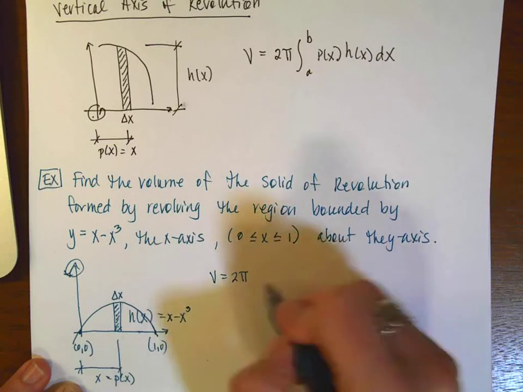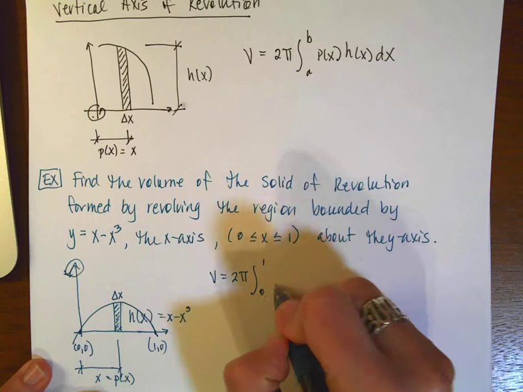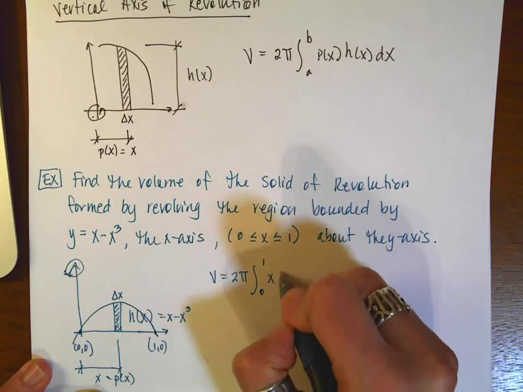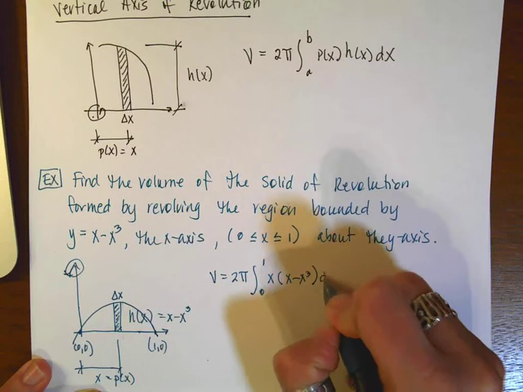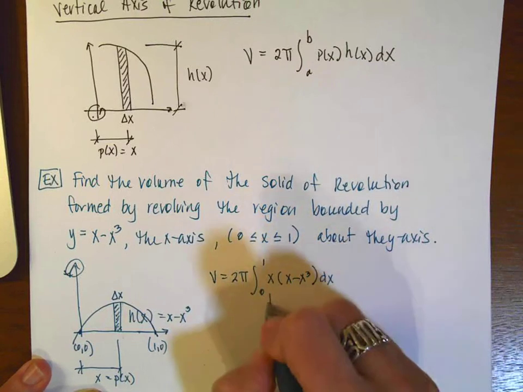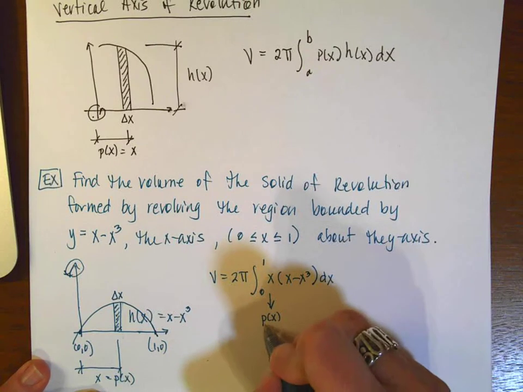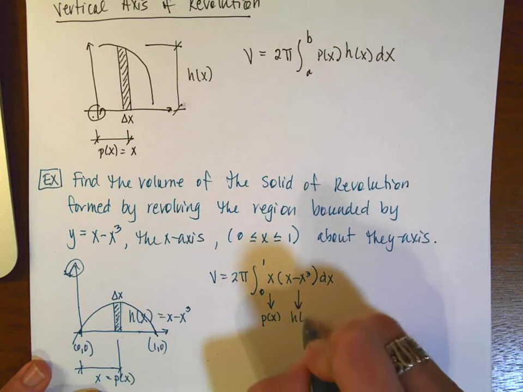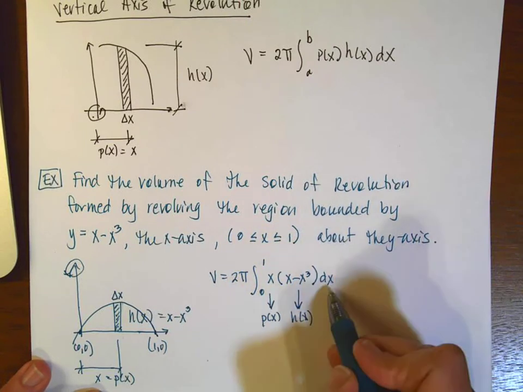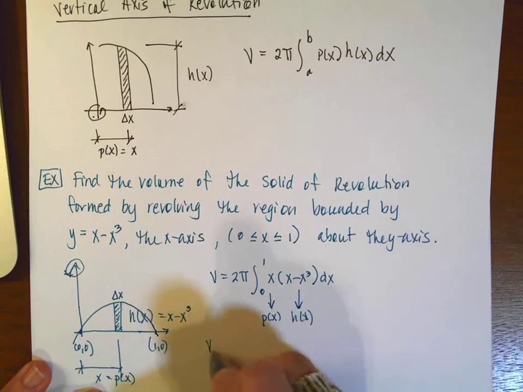Because everything's in terms of x, I'm going to go with my horizontal. So I'm going to integrate from 0 to 1. My p of x is x. My h of x is x minus x cubed. And then I have dx. So remember, in case you need it, this is p of x, the distance from the axis of rotation to the rectangle. This is the height of the rectangle. And this is the thickness of the rectangle.